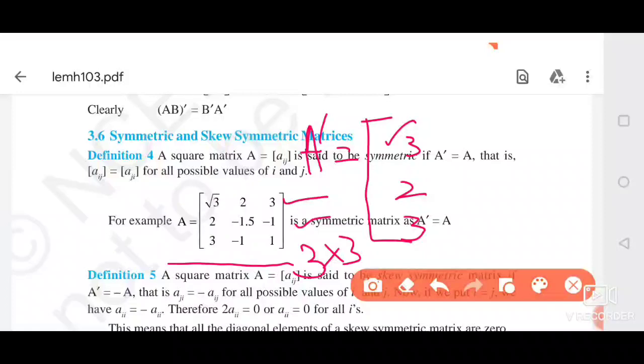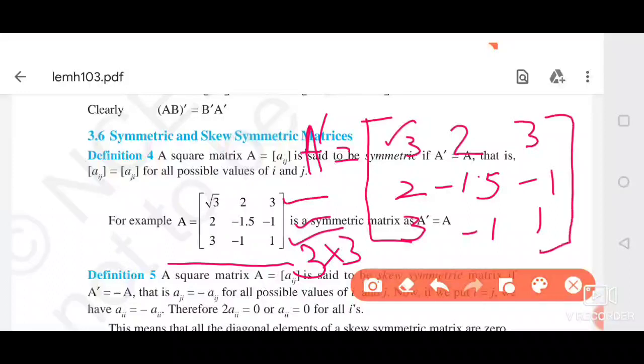The second row will become the second column here. So 2, minus 1.5, minus 1. The third row will become the third column. So 3, minus 1, 1. Now if we check these two matrices, we will see that the two matrices are the same. That means the order of both matrices is the same, 3 by 3, and the corresponding elements are also equal. So this is called a symmetric matrix.